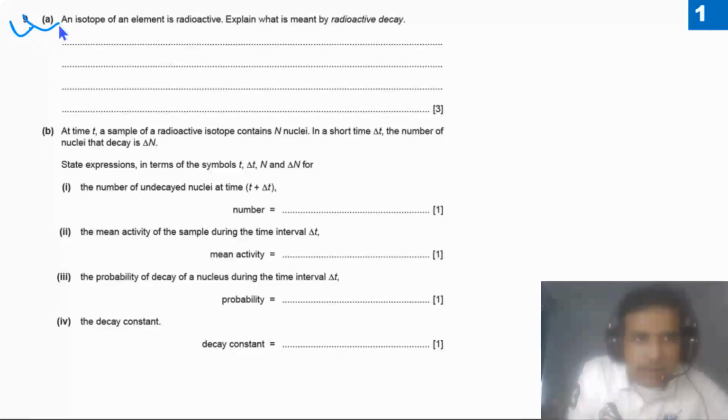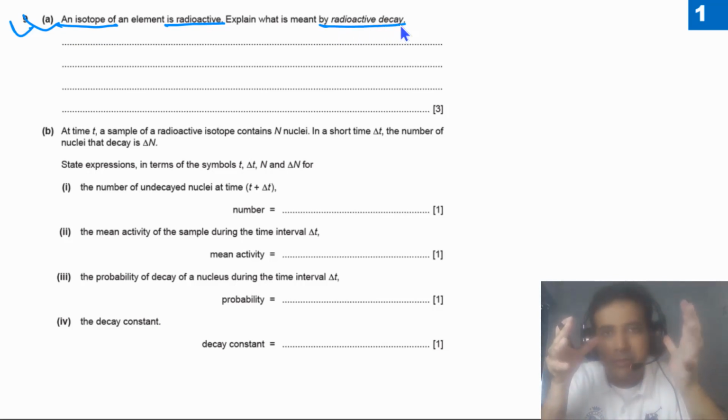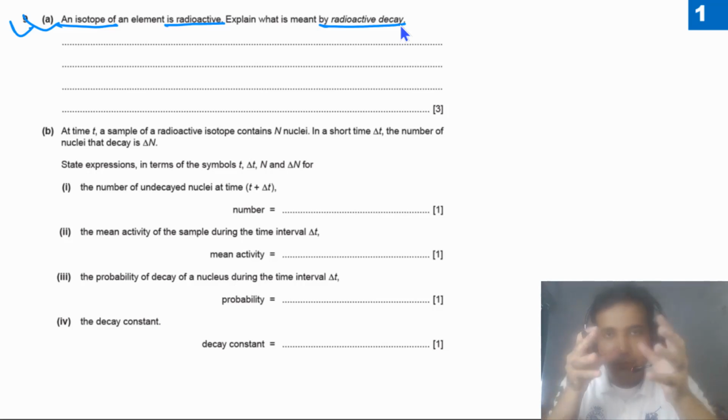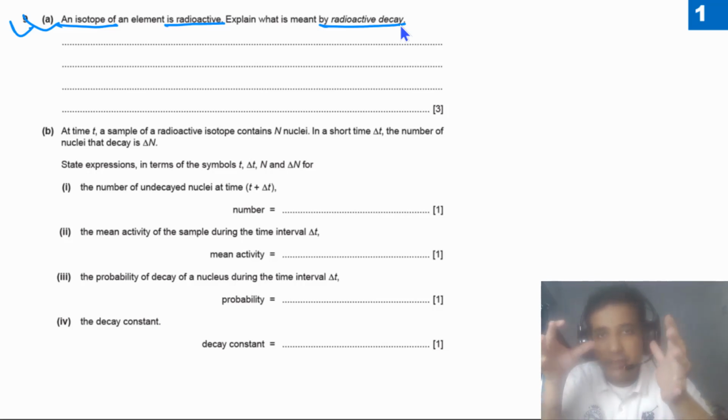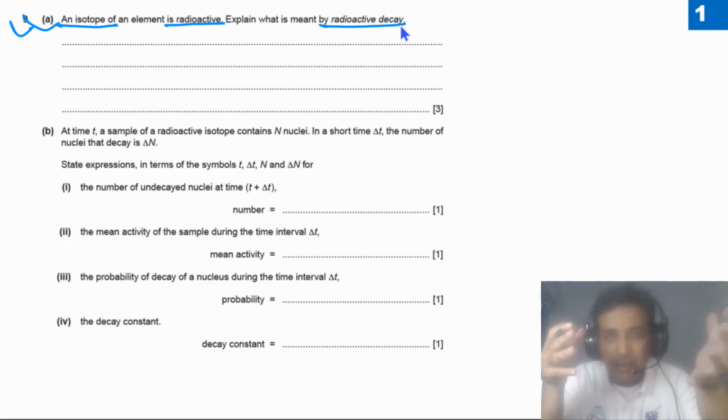Question 9 part A says an isotope of an element is radioactive. Explain what is meant by radioactive decay. Radioactive decay is simply a name of process in which an unstable nucleus emits alpha, beta or gamma radiations to become a stable nucleus. And it emits alpha, beta and gamma radiations randomly and spontaneously. And this process we call radioactive decay.